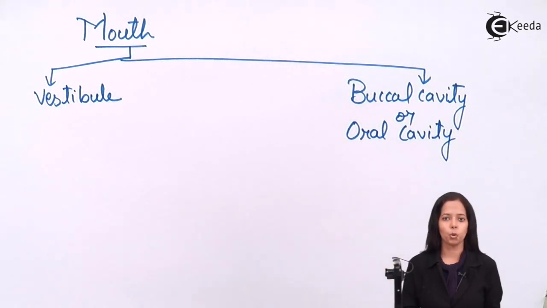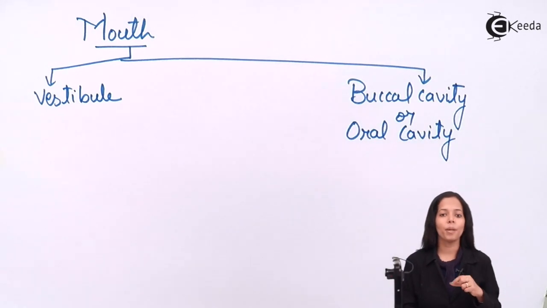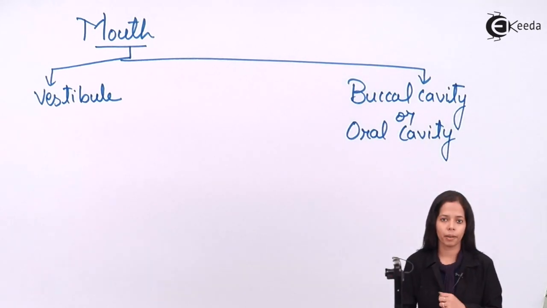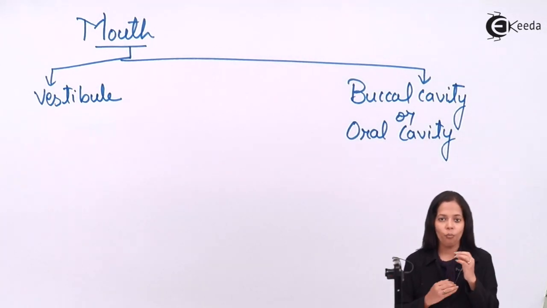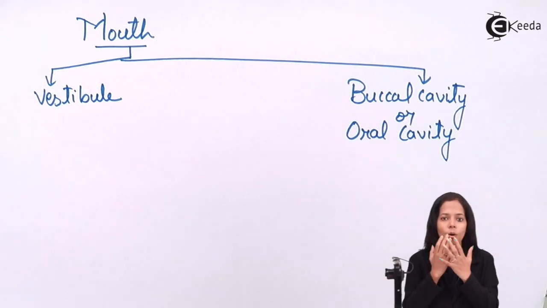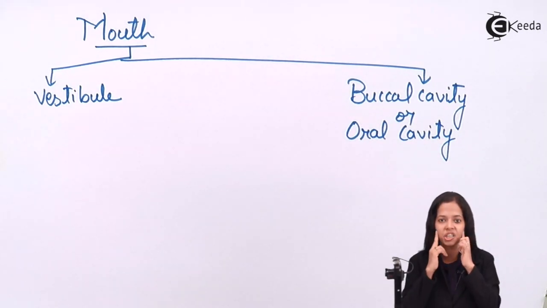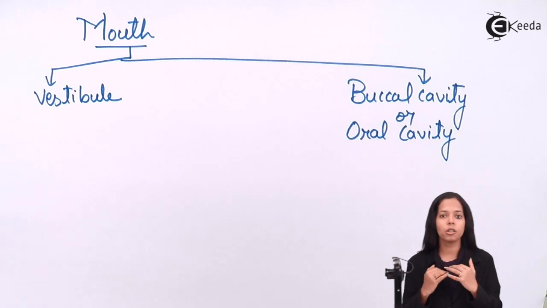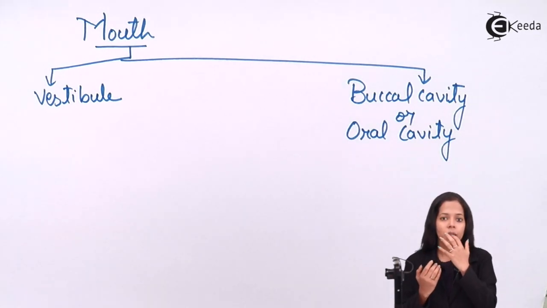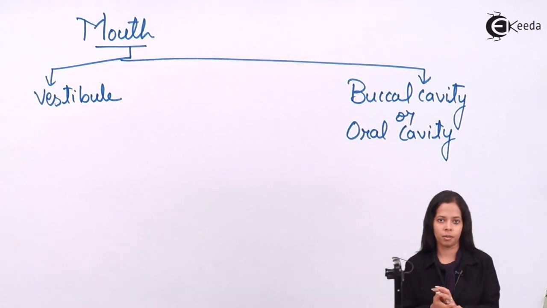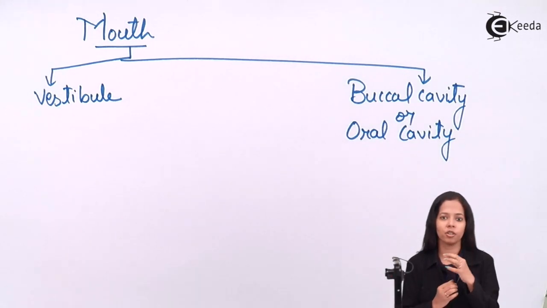Now what is the vestibule? Vestibule means slit-like opening. So your mouth has a slit opening. This is called a slit opening, which is externally surrounded by lips and cheeks and internally surrounded by teeth and gums. So like this you can see this is a slit which is the vestibule.